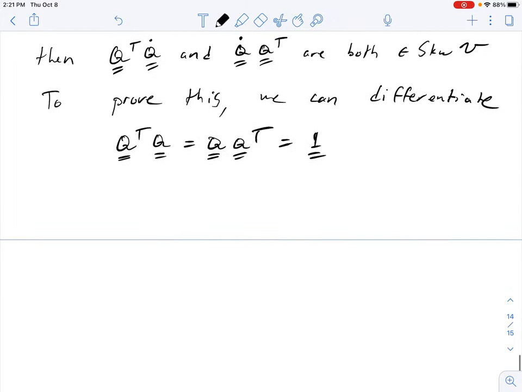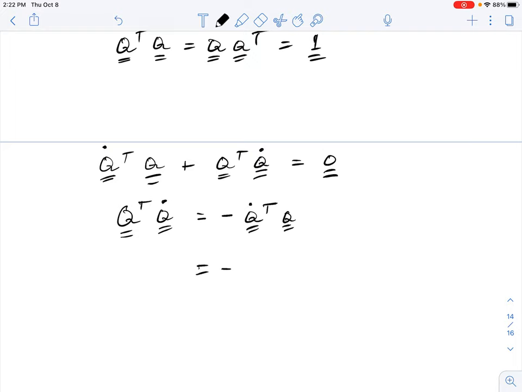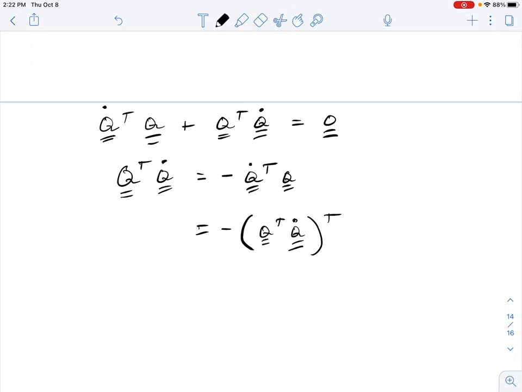All right, so looking at the first one, Q transpose Q, we get Q transpose dot times Q plus Q transpose Q dot is equal to tensor zero. So then we have that Q transpose Q dot is equal to minus Q dot transpose Q. Well, that is equal to minus Q transpose Q dot transpose, which is to say that the left-hand side is equal to the opposite of its transpose, so Q transpose Q dot is skew.